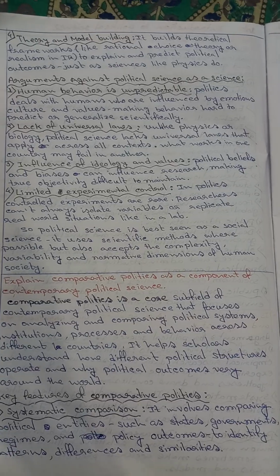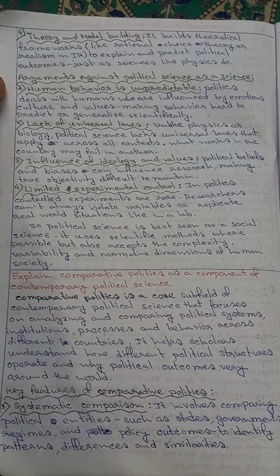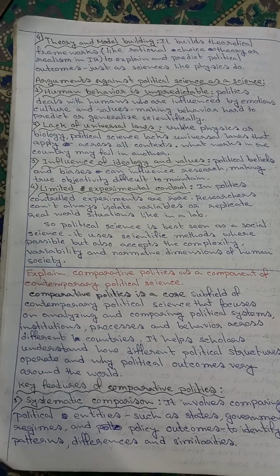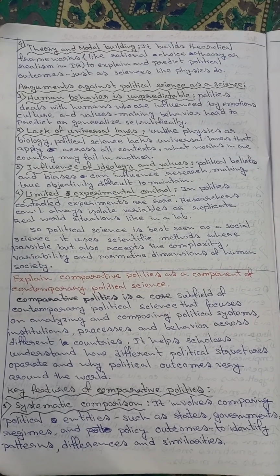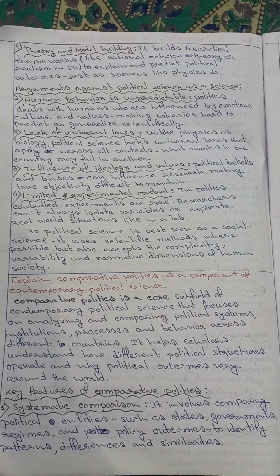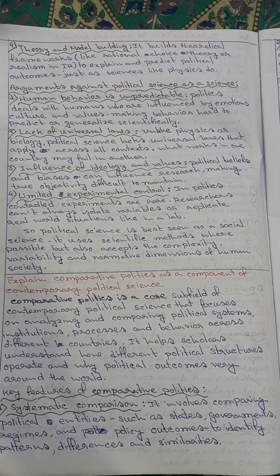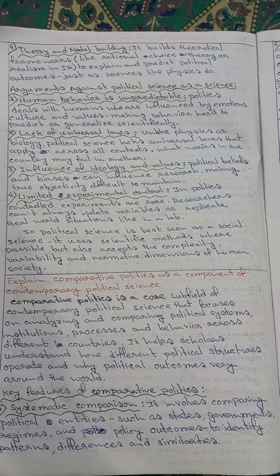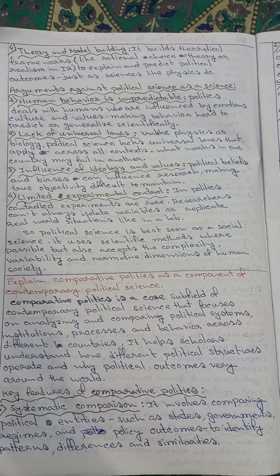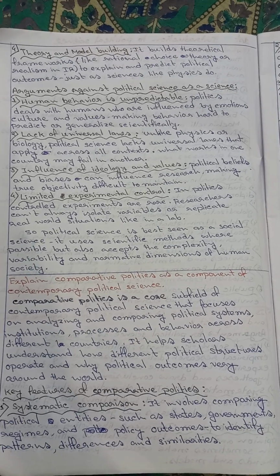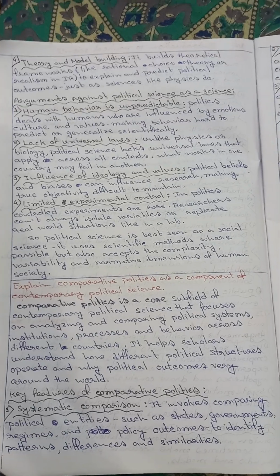Our third question is, explain comparative politics as a component of contemporary political science. So the answer is, comparative politics is a core subfield of contemporary political science that focuses on analyzing and comparing political systems, institutions, processes, and behavior across different countries. It helps scholars understand how different political structures operate and why political outcomes vary around the world.